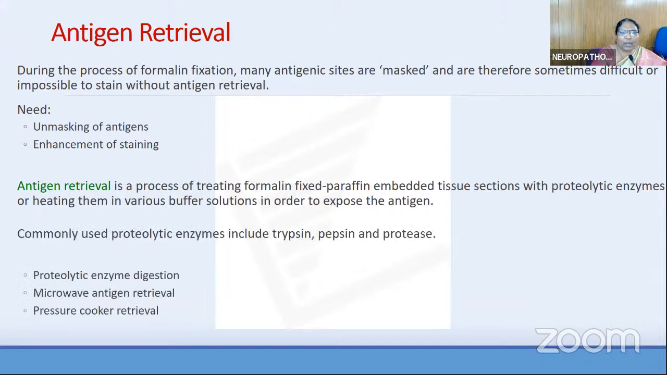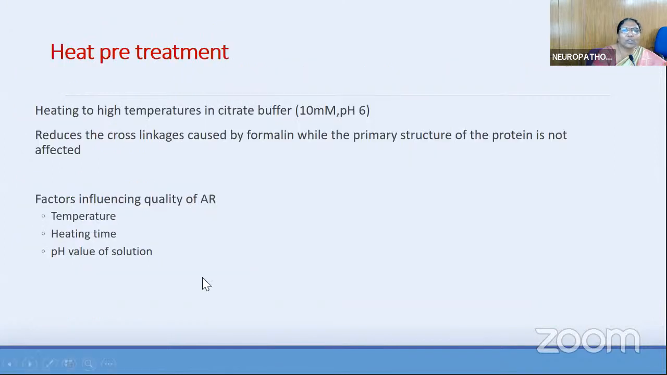Commonly used proteolytic enzymes include trypsin, pepsin, and protease. So proteolytic enzyme digestion is one method. Microwave antigen retrieval is the second method. Pressure cooker retrieval is the third method, which is the most commonly welcomed. Heating to high temperature in citrate buffer reduces the linkage caused by formalin, while the primary structure of the protein is not affected. Factors influencing antigen retrieval are temperature, heating time, and pH value of the solution. pH value plays a very important role.